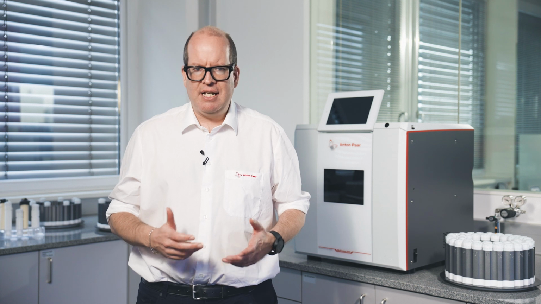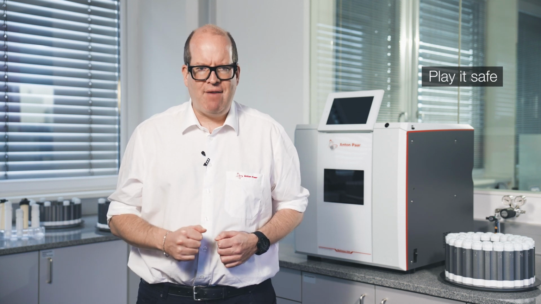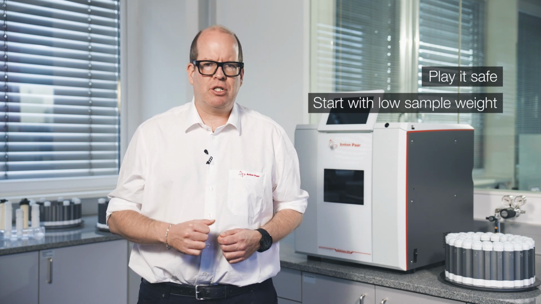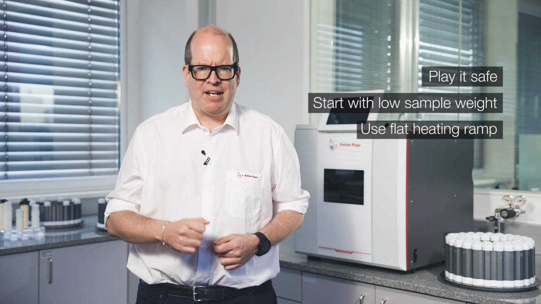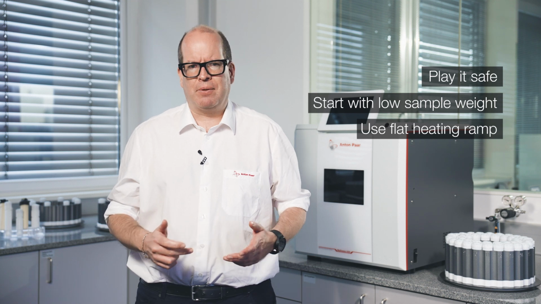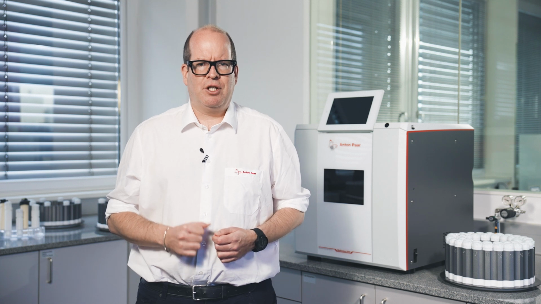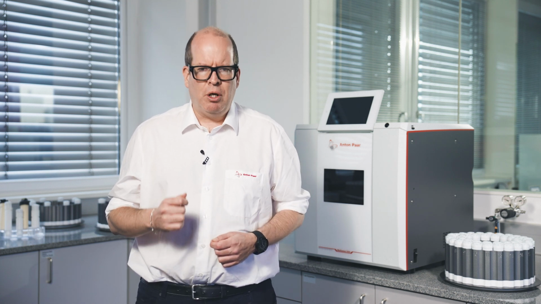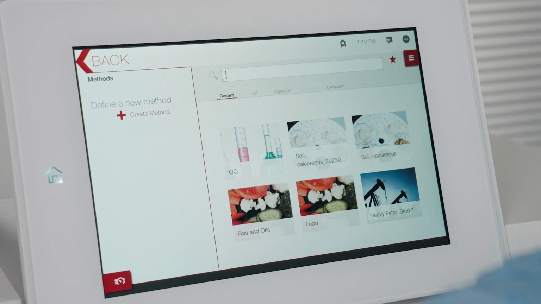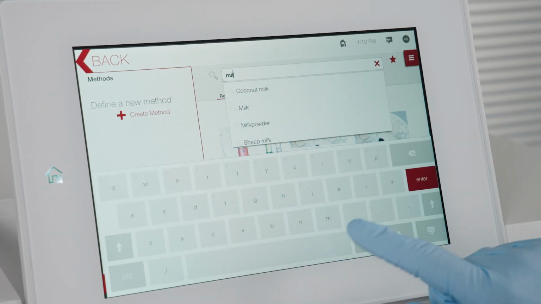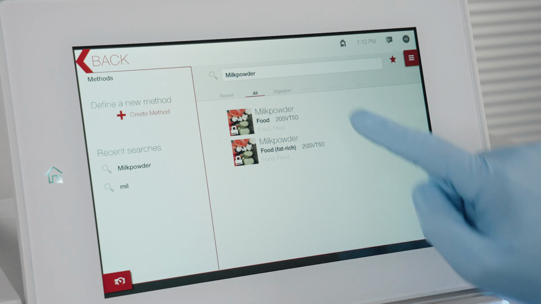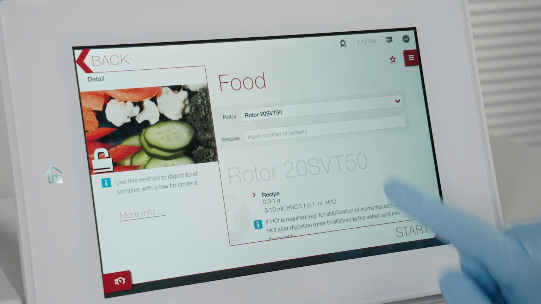The sample weight and heating profile must also be right. There's a simple rule: always play it safe. If you're not sure about the reaction behavior and the reactivity of the sample, start with a very low sample weight of 100 to 300 milligrams and a very flat heating ramp. For example, take 20 to 40 minutes depending on the target temperature. The good news again is, as I mentioned, that modern digestion instruments have method libraries for individual samples, where all of these factors are already considered and preset, so you don't have to worry about them.